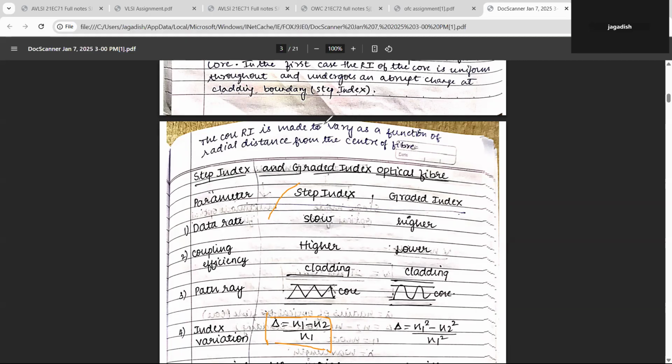What is N1? It's the refractive index of the core. N2 is the refractive index of the cladding. So N2 should always be lesser than N1 for an optical fiber. So what is the function of cladding?